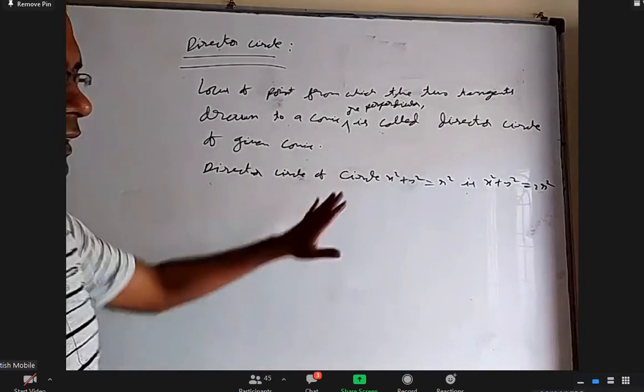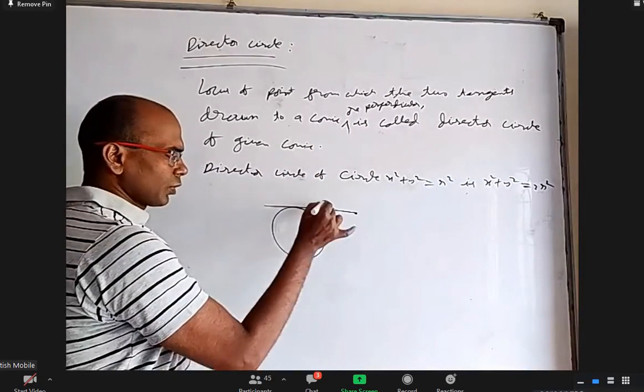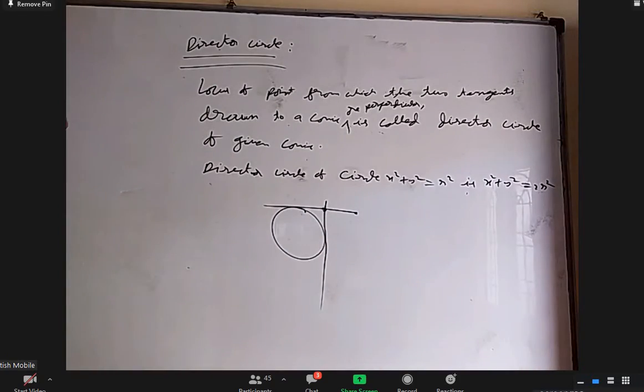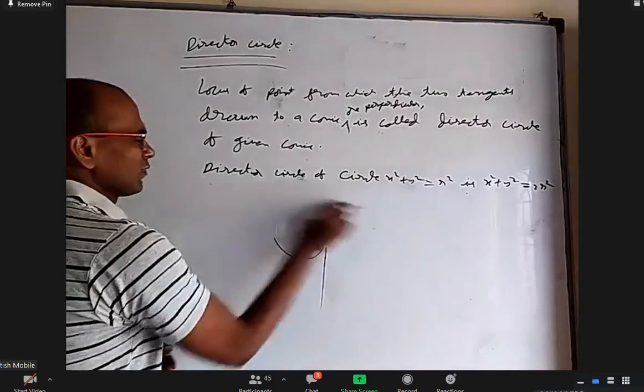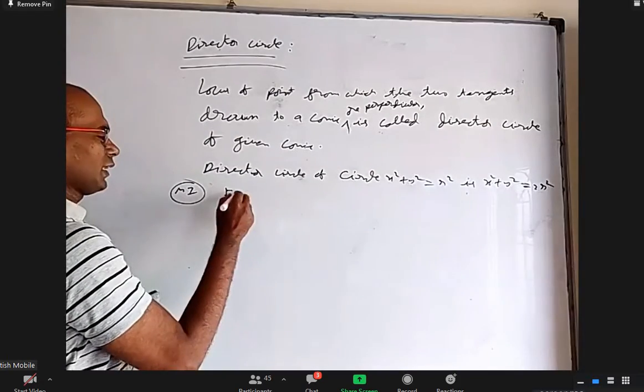Okay. First of all, the director circle definition is very simple. Have a circle; from a point, if you are able to draw two perpendicular tangents, the locus of that point is called the director circle. How to get this? I want to tell different methods. Method 1. Directly from the figure.